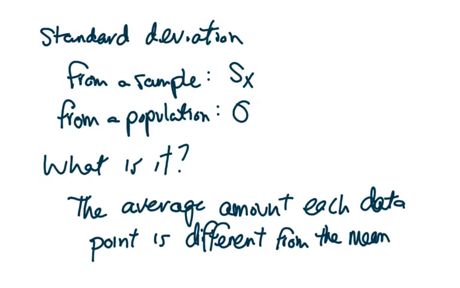Okay, so standard deviation, when it is from a sample, is S sub x. That's what we would see in our calculators. From a population, it's lowercase sigma. What is it? Standard deviation is the average amount that each data point is different from the mean. So if we have a standard deviation of 1.5, on average, the data points are different from the mean by 1.5 points.